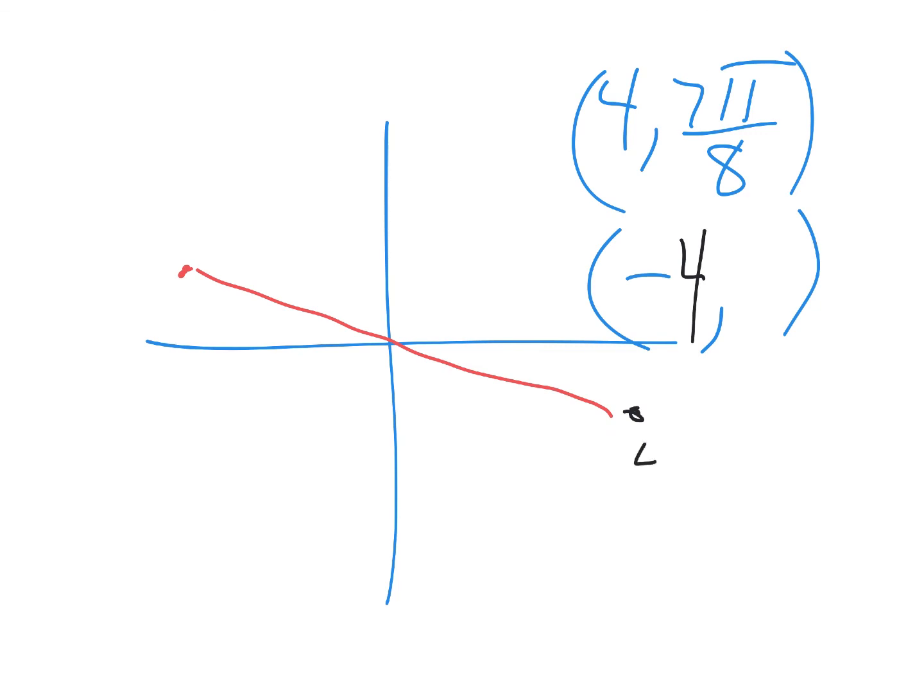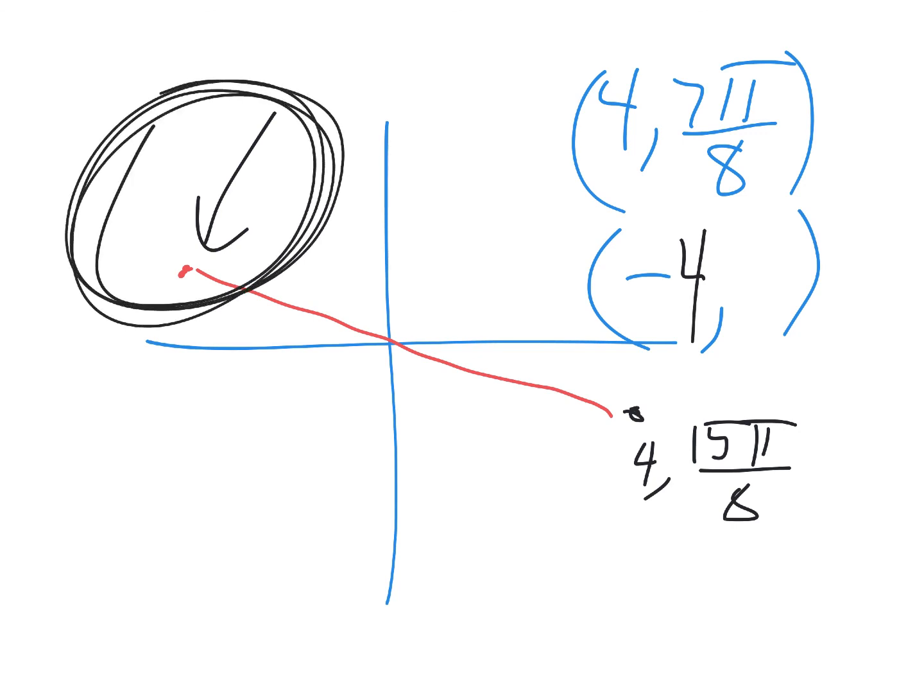And this spot right here would be 4 comma, if you just had to name it without the whole negative thing, it would just say it was 4 comma what? Not 7 pi over 8. Think in terms of 16 pi over 8 would have been the 15 pi over 8. So you use that to say this point then is actually negative 4 comma 15 pi over 8.